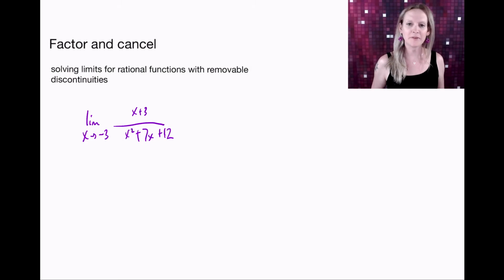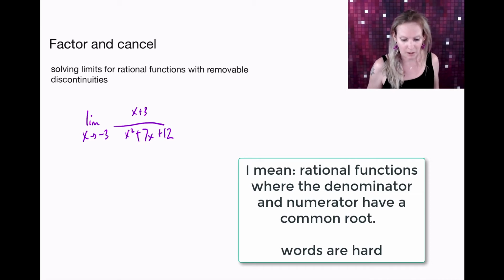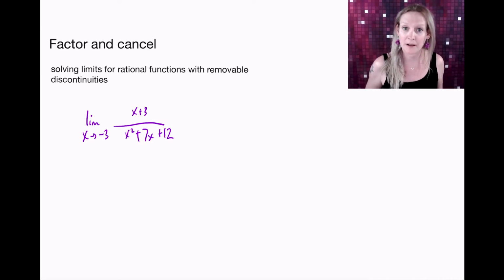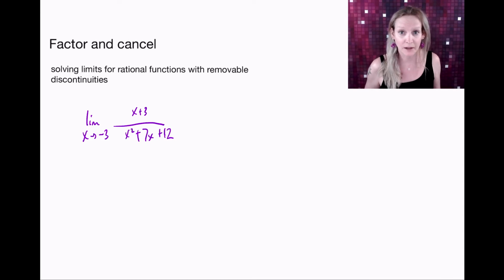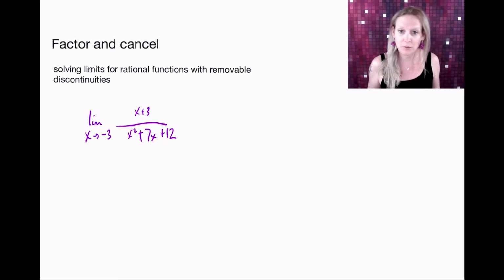Hi, I'm Silviana Amethyst, and I'd like to talk with you today about a technique for solving limits that involve common roots of rational functions. So on the screen, we've got a limit written up. The limit as x approaches -3 of a rational function. It's a rational function because it's a ratio of two things. In the top, x plus 3, and in the bottom, x squared plus 7x plus 12.